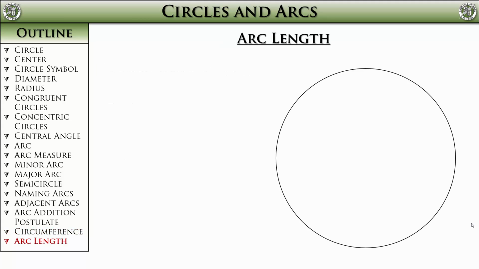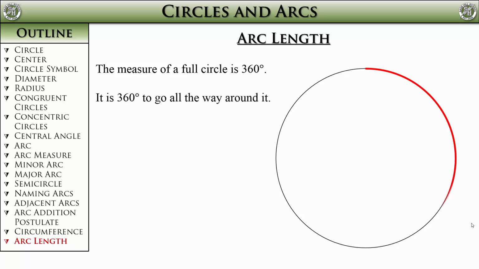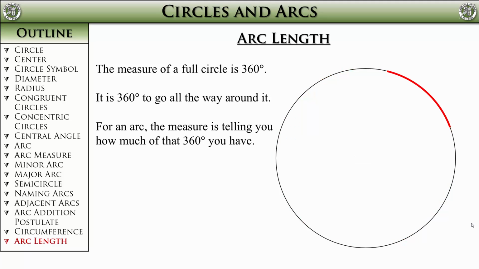We are finally to the last bullet point, arc length. I told you earlier we would be measuring arcs in 2 different ways. Arc length is the second way. Let's look at what the difference is in the 2 ways to measure an arc. For a full circle, we know that the measure is 360 degrees. It is 360 degrees to go all the way around it. For an arc, the measure is telling you how much of that 360 degrees you have. Those are measures. They are measured in degrees. That's the first way to measure a circle or an arc.